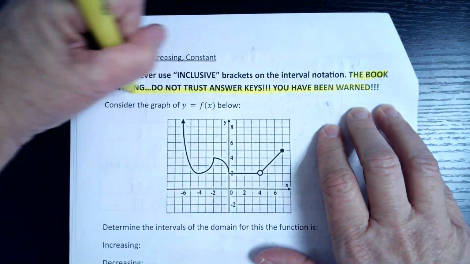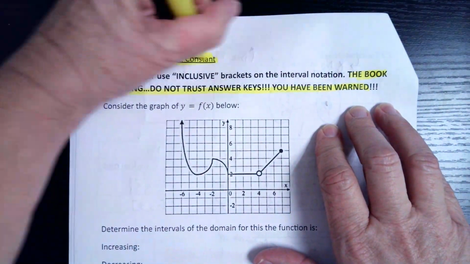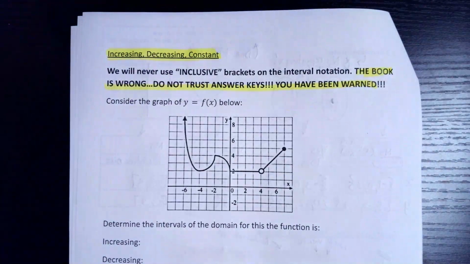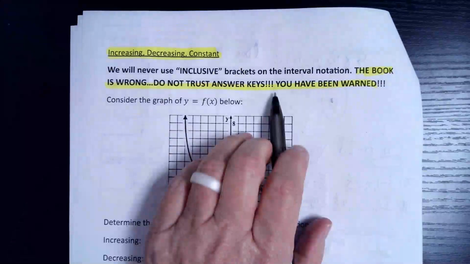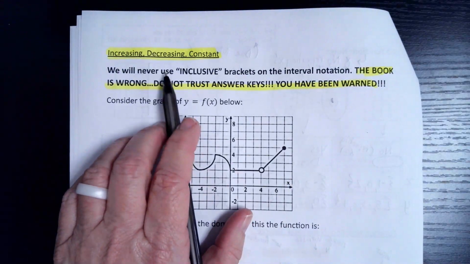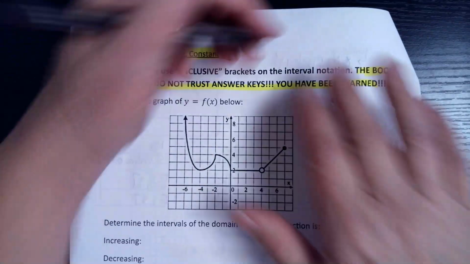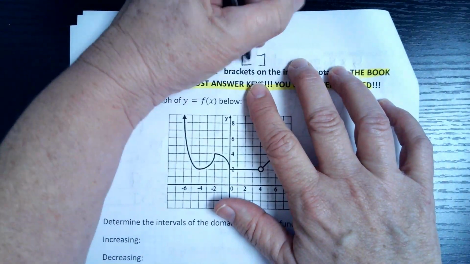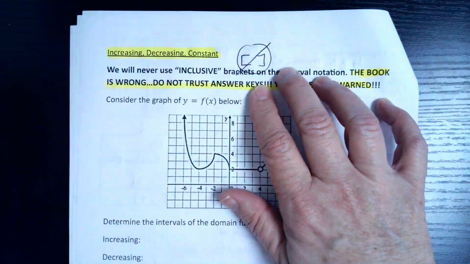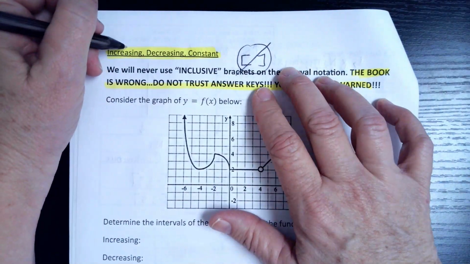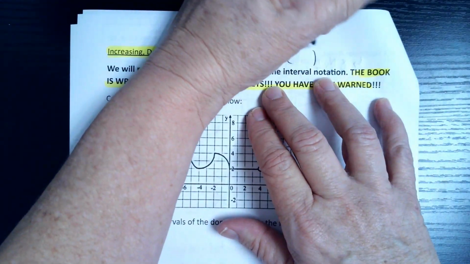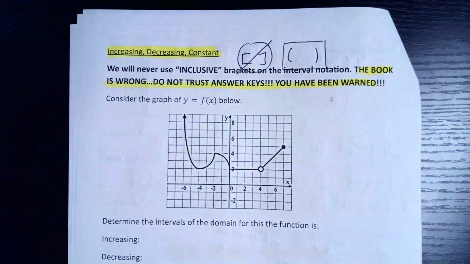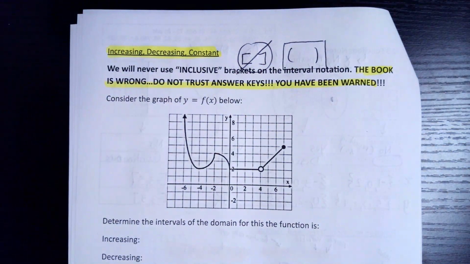When you see directions telling you to give the intervals that a graph is increasing, decreasing, or constant, do not trust the answer key. We will never use inclusive boxy brackets. No. When you are asked the intervals for increasing, decreasing, and constant, we will use parentheses always. The book is wrong. Okay? Do I need to say it again? We got that.